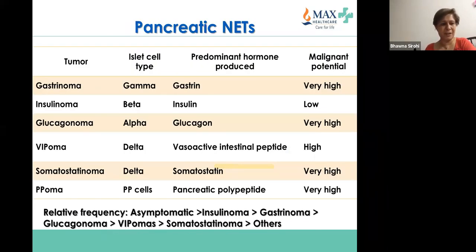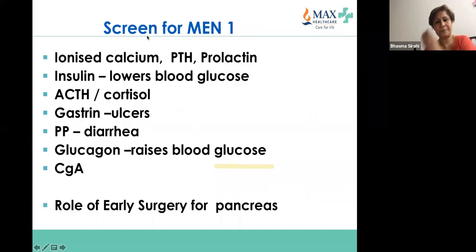Again, this is just a slide to show that different types of pancreatic neuroendocrine tumors will produce different hormones and will have a different presentation. So a VIPoma patient is likely to present with diarrhea, and low blood glucose or high blood glucose if it's an insulinoma or a glucagonoma. The likelihood is that insulinoma is commoner than gastrinoma, glucagonoma, and so on.